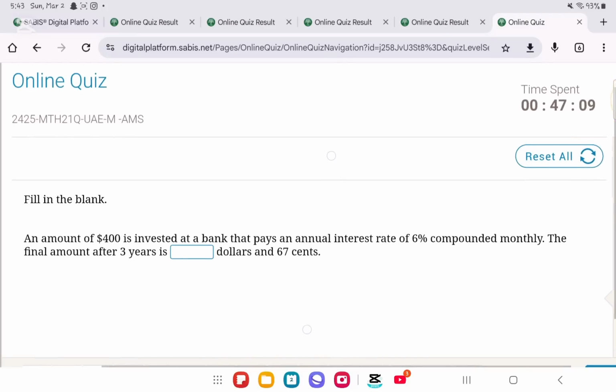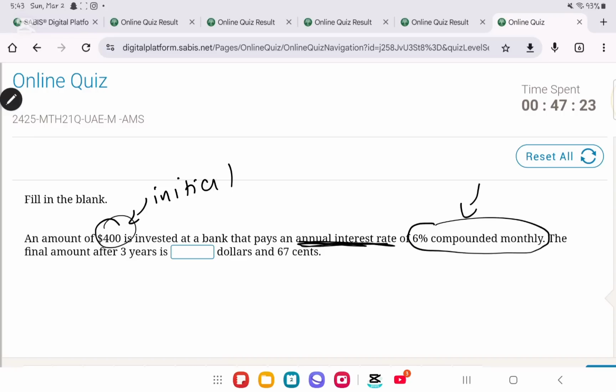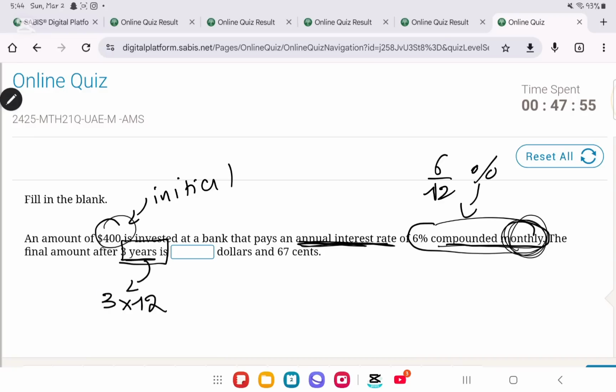We move on to question number 16. Let us write what we have. We have the amount of $400. This is the initial amount of money that pays an annual interest. Keep this in mind, annual interest of 6% compounded monthly. Now, if it's 6% compounded monthly, then yearly it's going to be 6/12%. They need the final amount after 3 years, but it is compounded monthly. So because it is compounded monthly, we need to change the number of years into months. So it's going to be 3 years times 12 months.